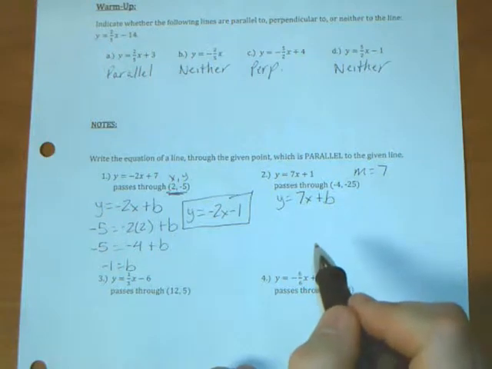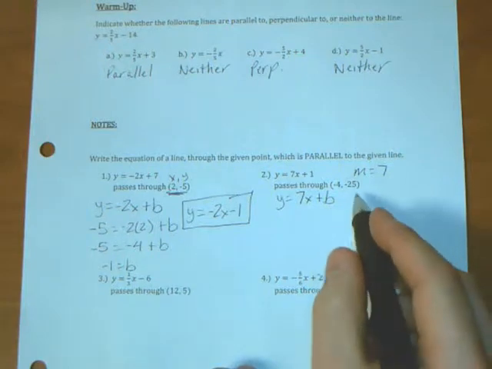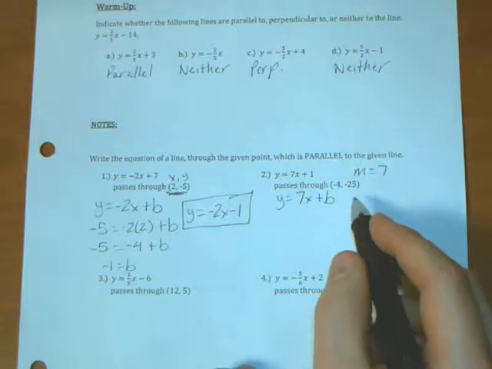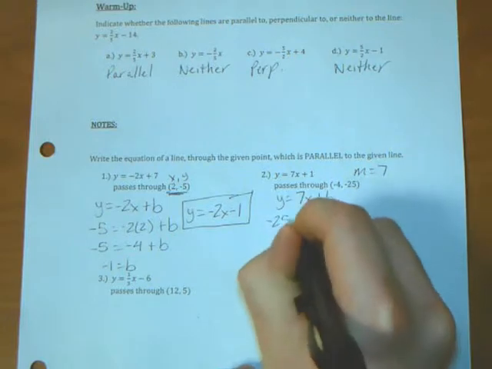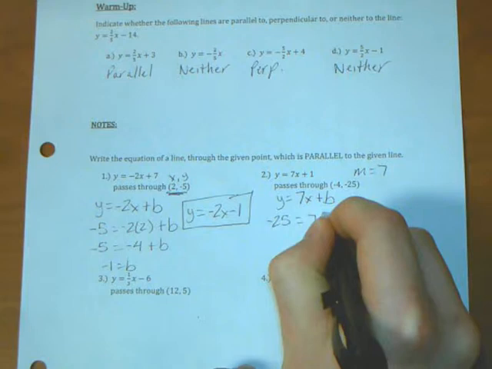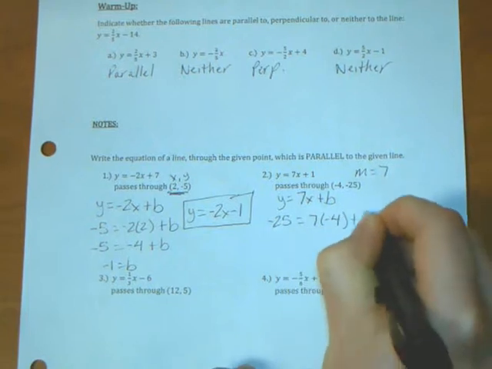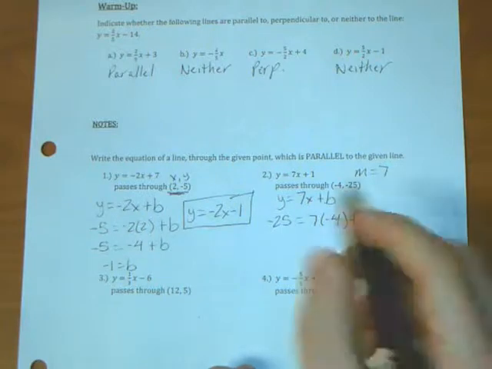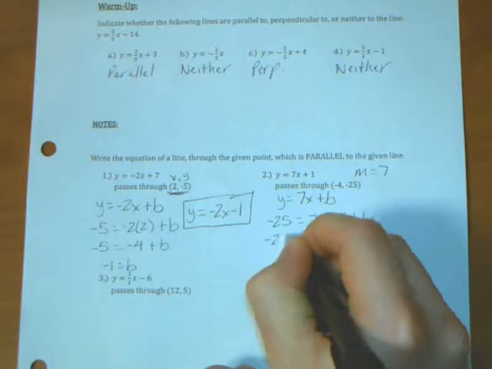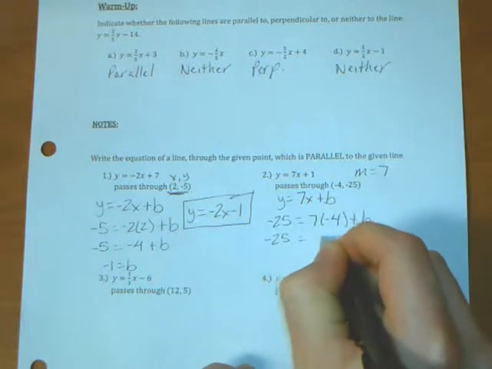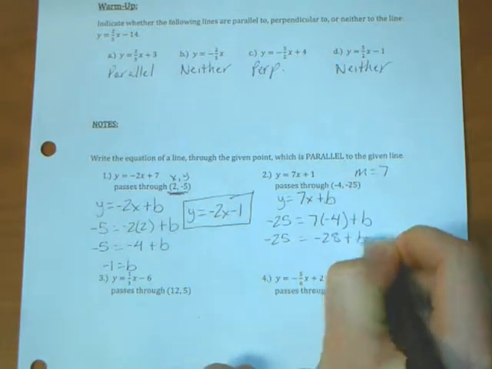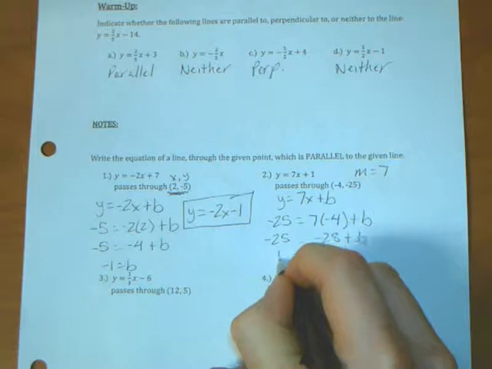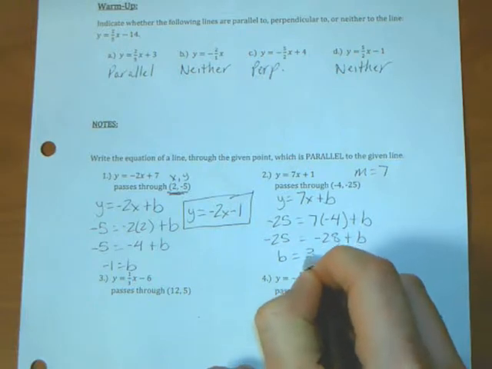I'm substituting in my coordinates. So my y value is negative 25. My x value is negative 4. We still don't know b. What's my fourth step, Justin? Add 28 to both sides. Add 28 to both sides, so I'm solving for b. Equals negative 28 plus b. So I'm adding 28 to both sides, so I have b equals 3.